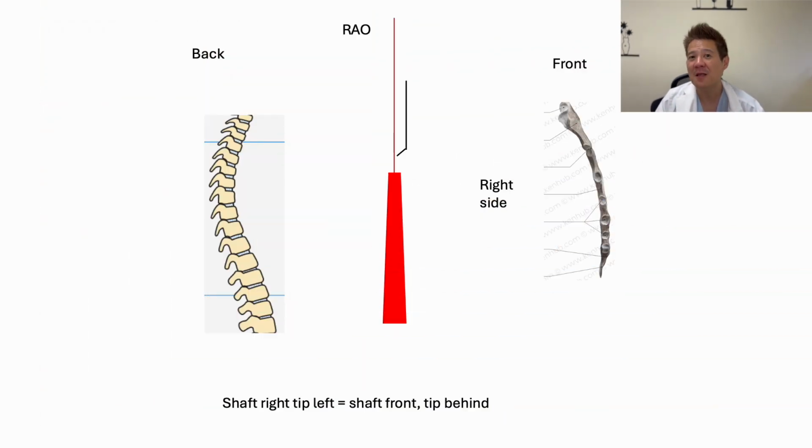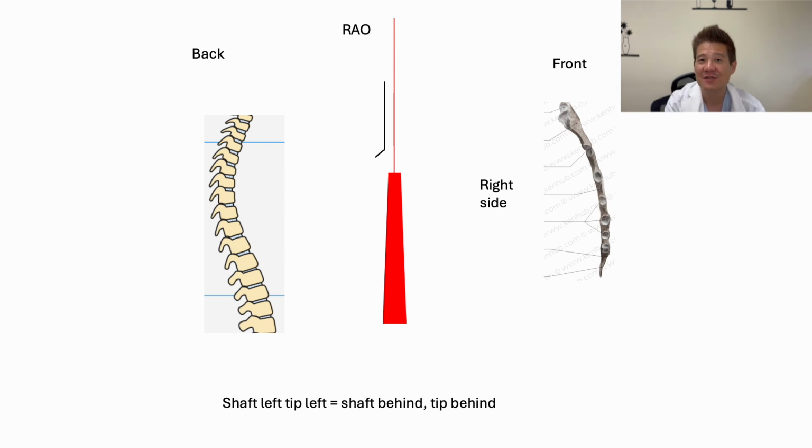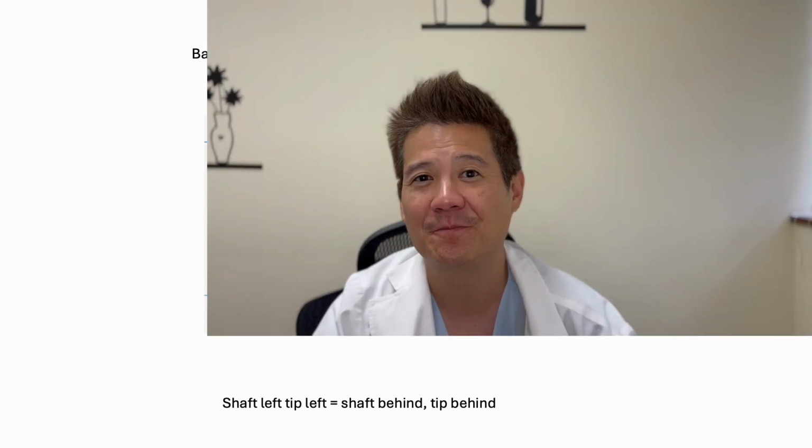In the third example, the shaft is on the right-hand side of the screen. In the right anterior oblique view, the shaft is in front of the target. The tip is pointing towards the left-hand side in the right anterior oblique view. Left and right is opposite. The tip is pointing behind. In the fourth example, the shaft is on the left-hand side of the reference line. In the right anterior oblique view, opposite is behind the target. The tip is also pointing towards the spine. In the left-hand side, in the right anterior oblique view, it's opposite, is behind. Very clear so far, okay?